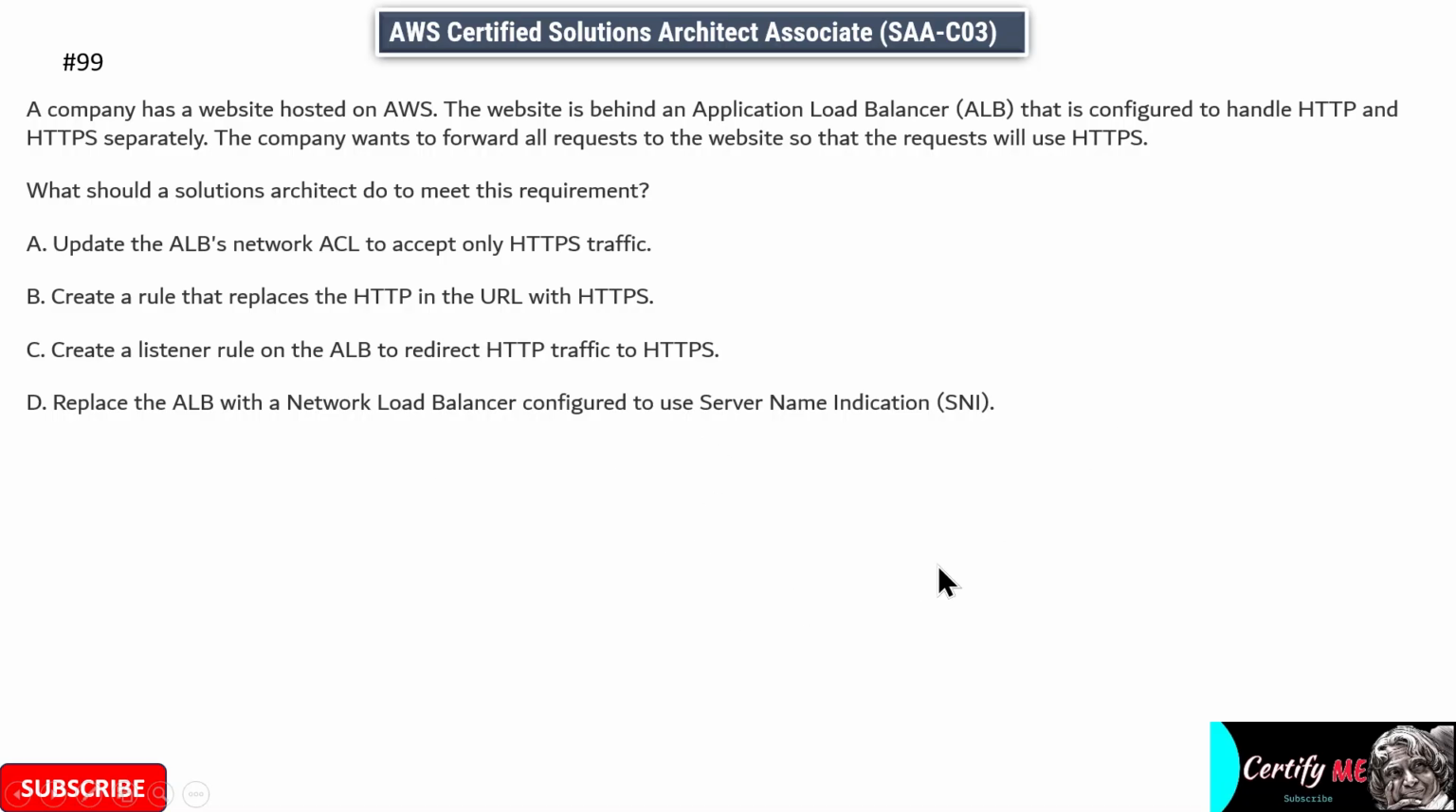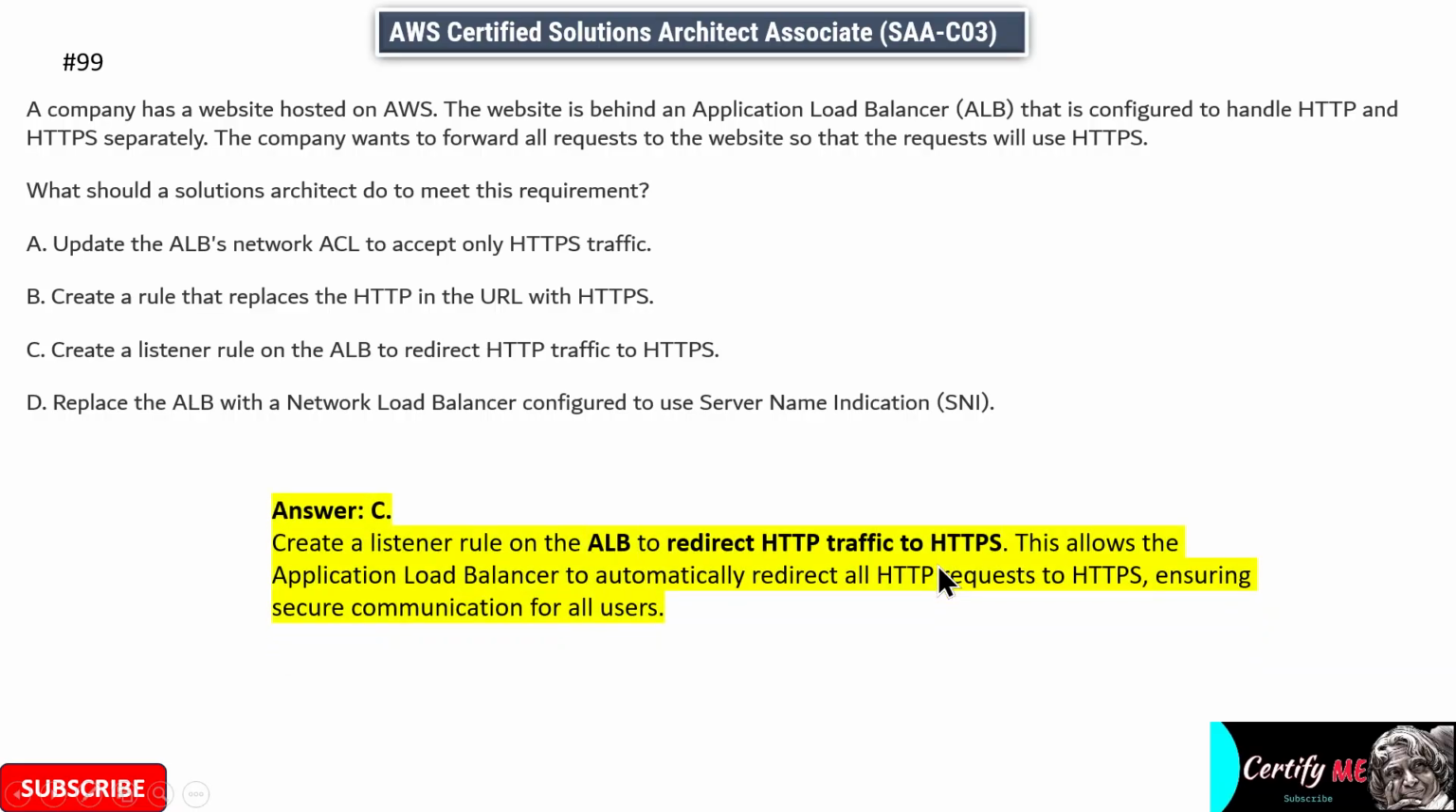The correct answer is option C. Create a listener rule on the ALB to redirect HTTP traffic to HTTPS. This allows the Application Load Balancer to automatically redirect all HTTP requests to HTTPS, ensuring secure communication for all users. Next question.